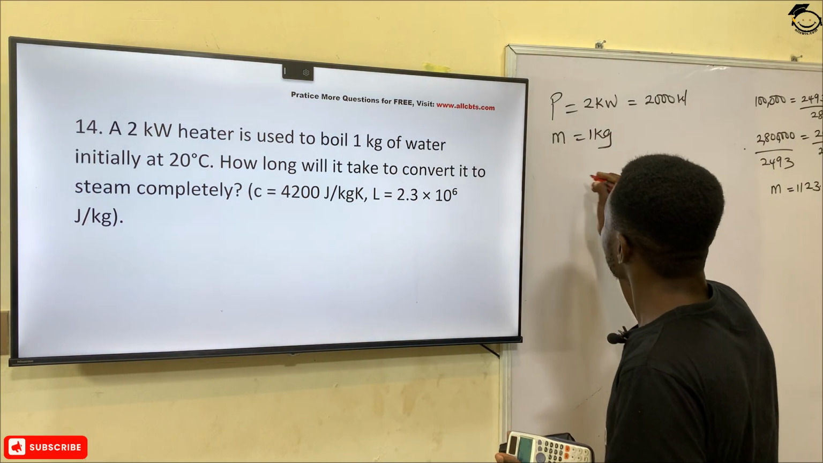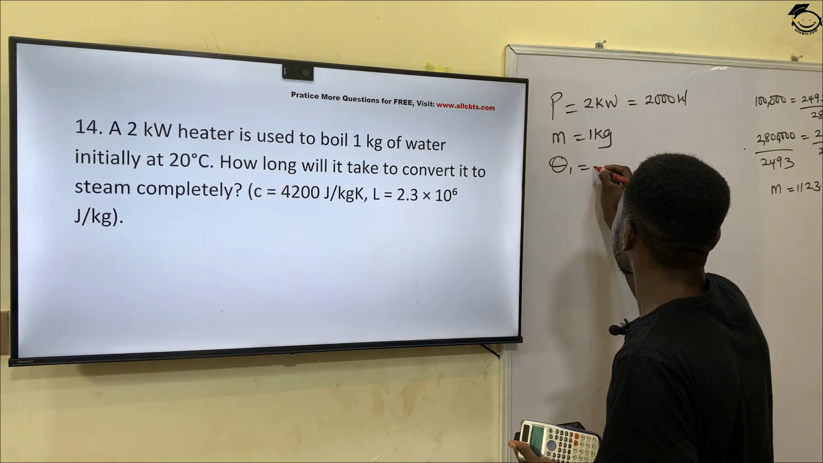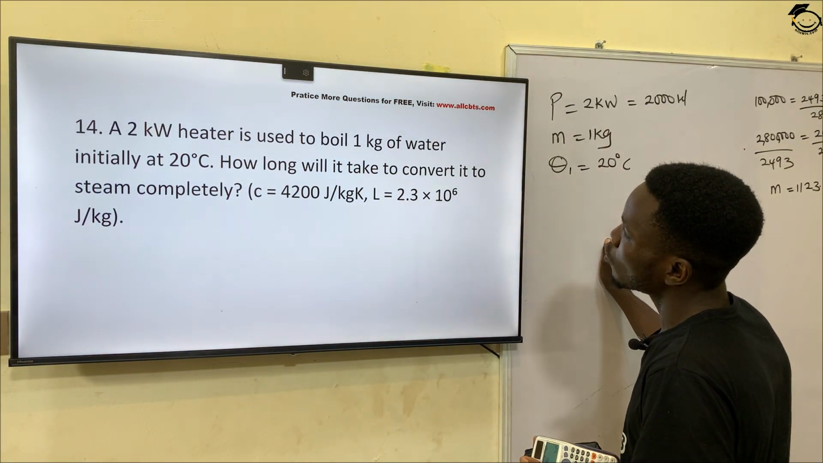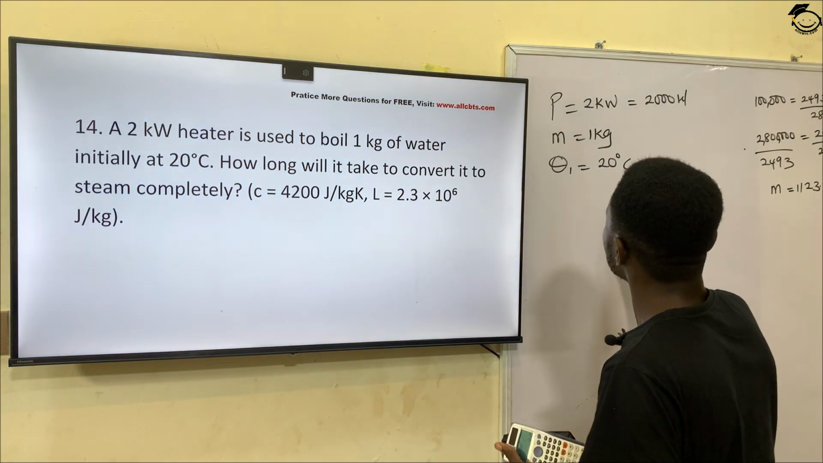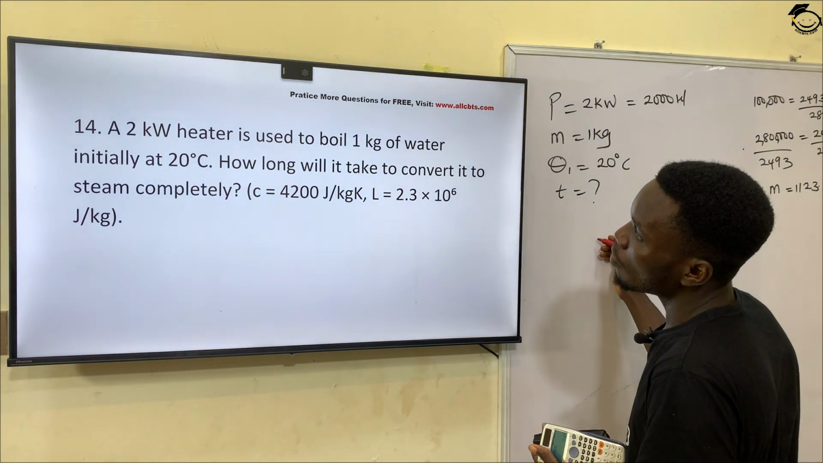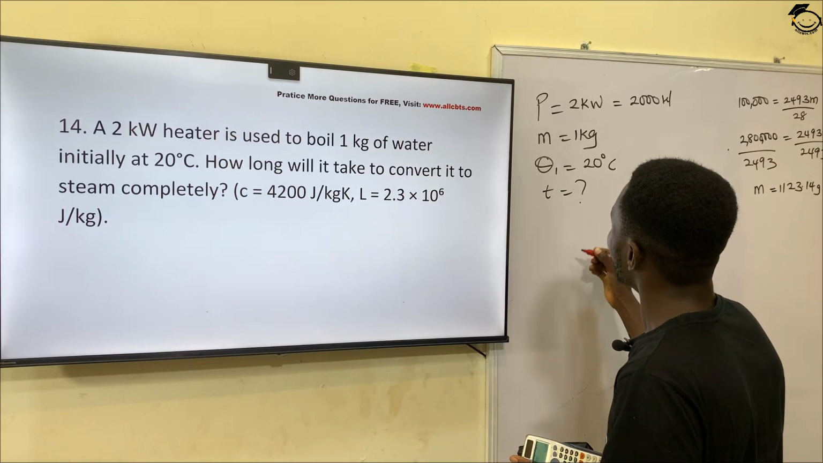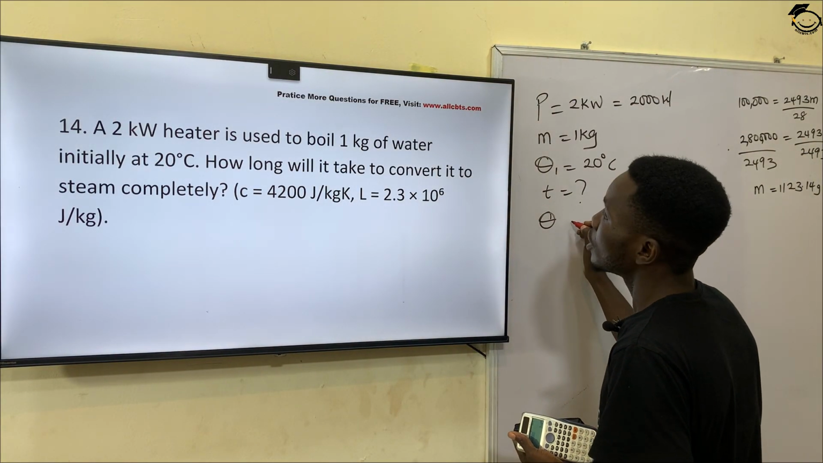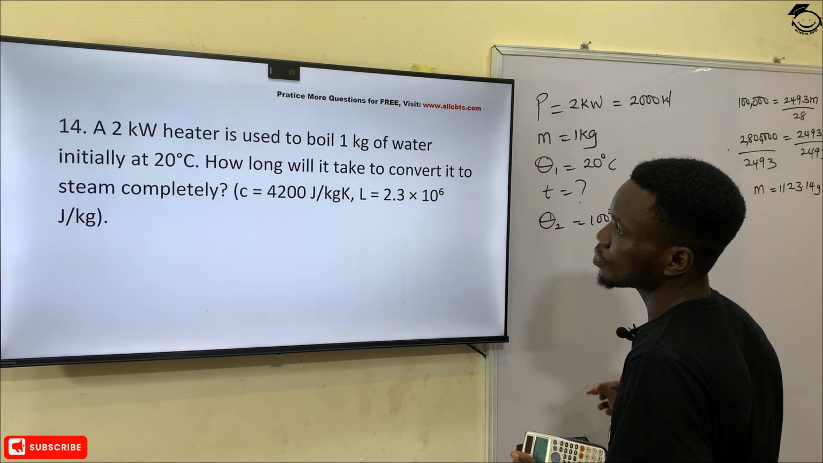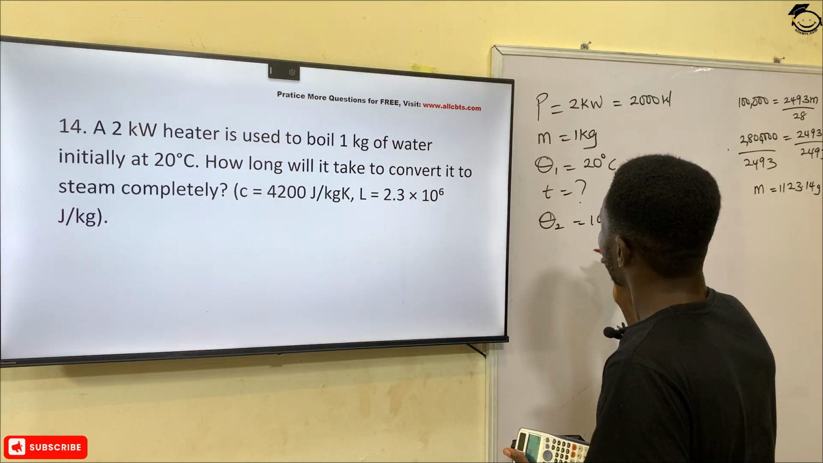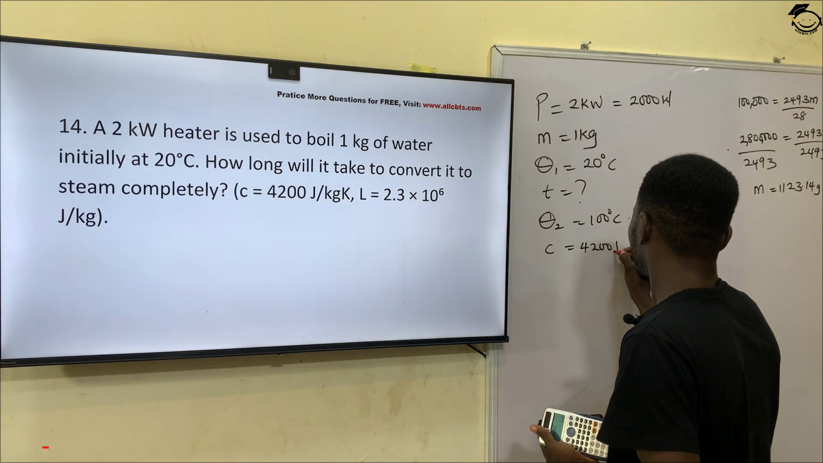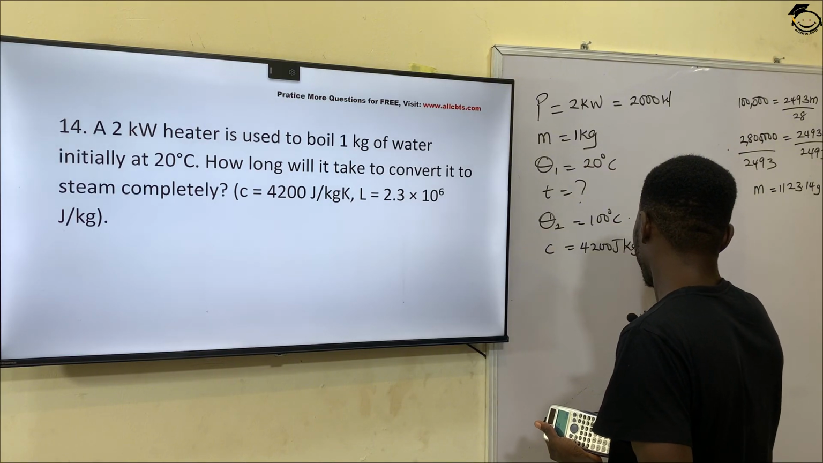Initially at 20 degrees Celsius, it means my initial temperature, theta 1, is 20 degrees Celsius. How long will it take to convert it to steam completely? So we are looking for the time. We do not know. And we are converting it to steam completely, which means that the final temperature here is going to be 100 degrees Celsius. And they gave us the specific heat capacity of water as 4,200 joules per kilogram per Kelvin.